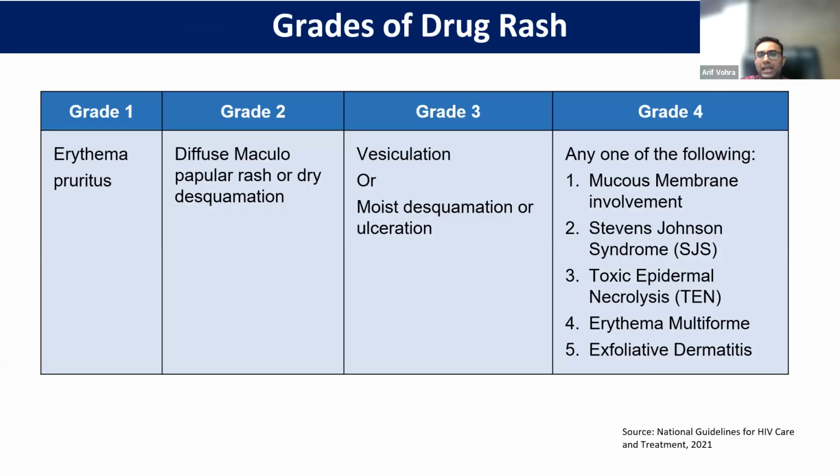So here I have given you an example of drug rash. For a drug rash, grade 1, like erythema or pruritus, will be classified as grade 1. Diffuse maculopapular rash or dry desquamation will be classified as grade 2. Vesiculation or ulceration will be classified as grade 3. Mucous membrane involvement, SJS, toxic epidermal necrolysis, erythema multiforme, or exfoliative dermatitis will be classified as grade 4.